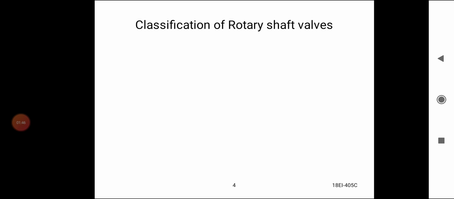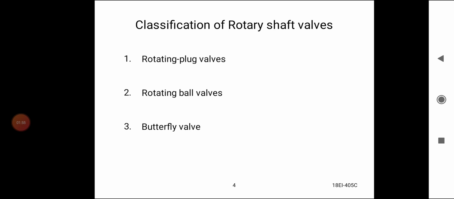Classification of rotary shaft valves: rotating plug valves, rotating ball valves, butterfly valve, and fourth one, lever valves. The rotary shaft valves can be classified as: first, rotating plug valves; second, rotating ball valves; third, butterfly valve; and fourth, lever valves.